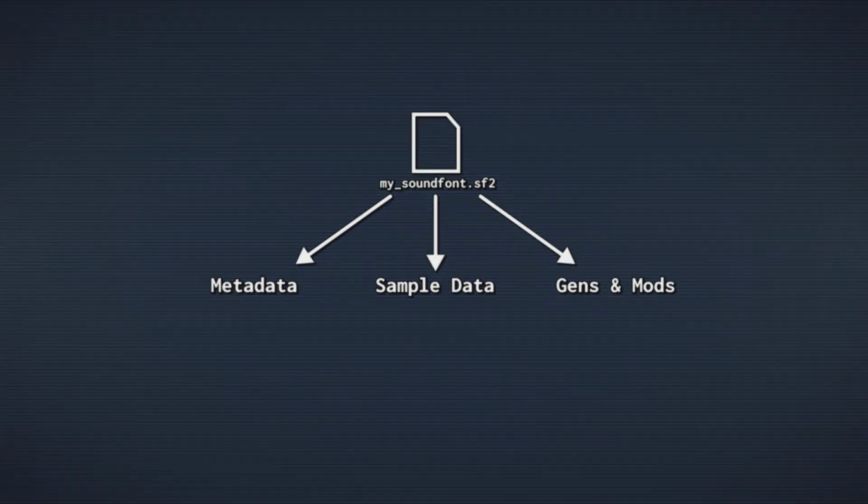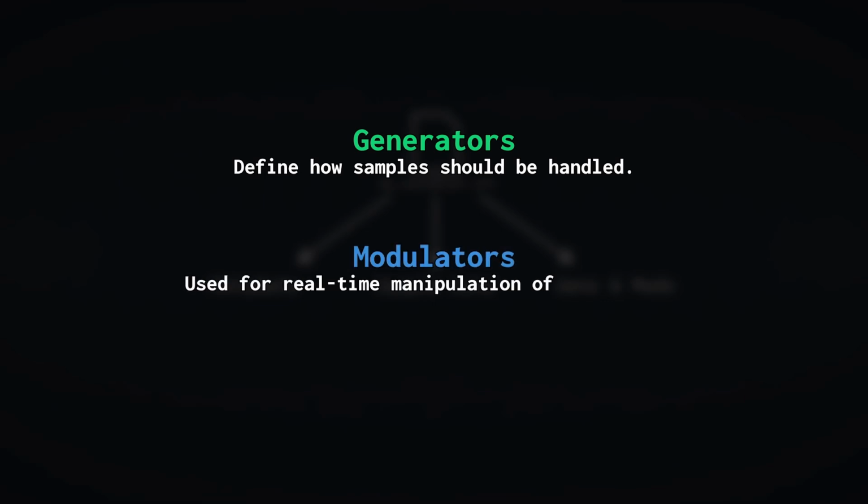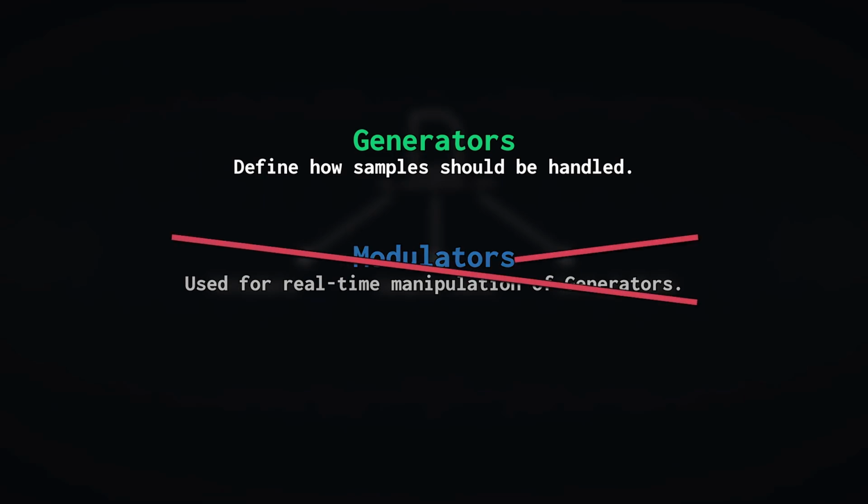Generators tell us more about how the sample should be played back, and modulators allow us to alter how samples are played back in real time, through various sources such as MIDI messages. In this video, we're going to focus on how to parse all data from Soundfonts and how generators are used. We're mostly going to ignore modulators, mainly because I have yet to implement that feature myself, and therefore I don't know enough about the pitfalls you may encounter when implementing it.